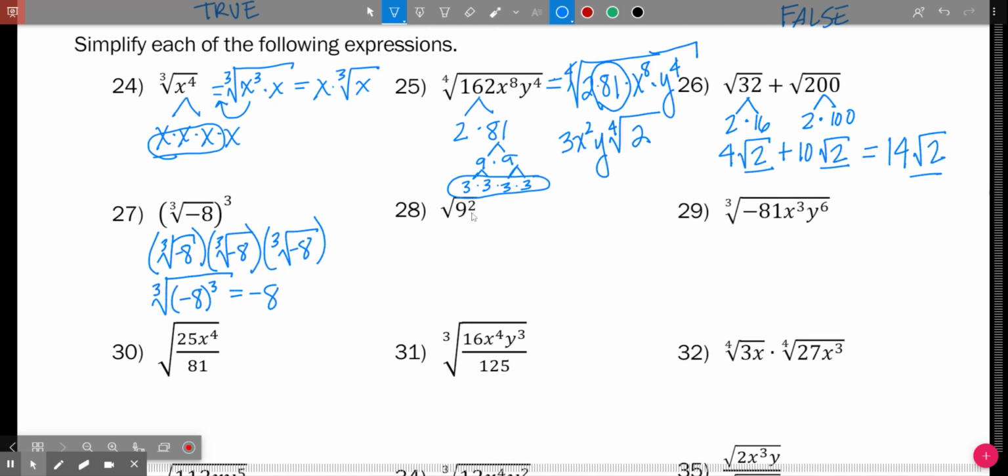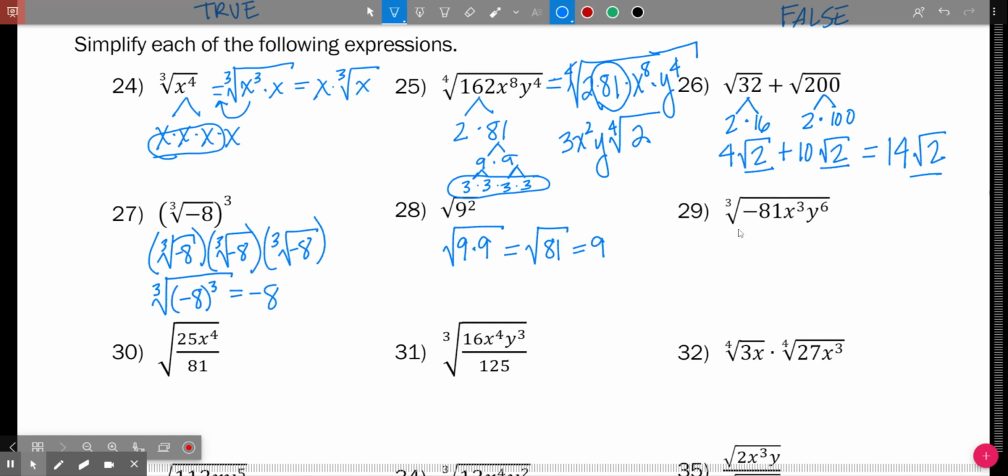Number 28, the square root of 9 squared. So this means the square root of 9 times 9. Well, the square root of 9 times 9 is the same as the square root of 81, which is just 9.